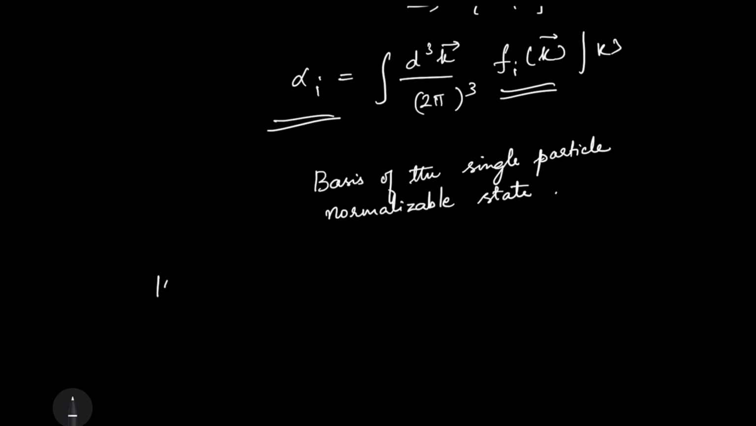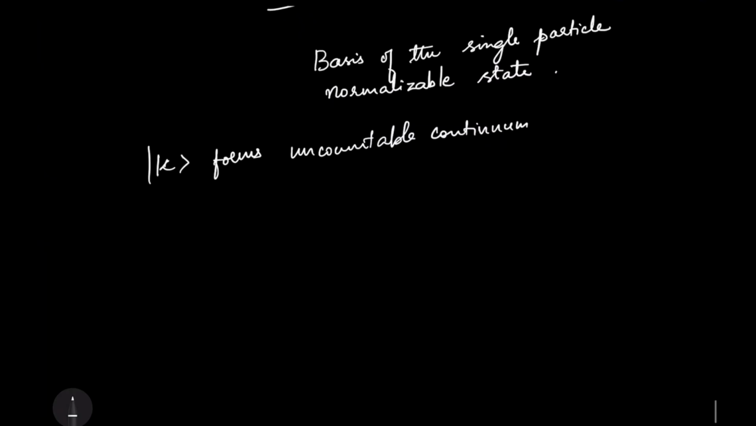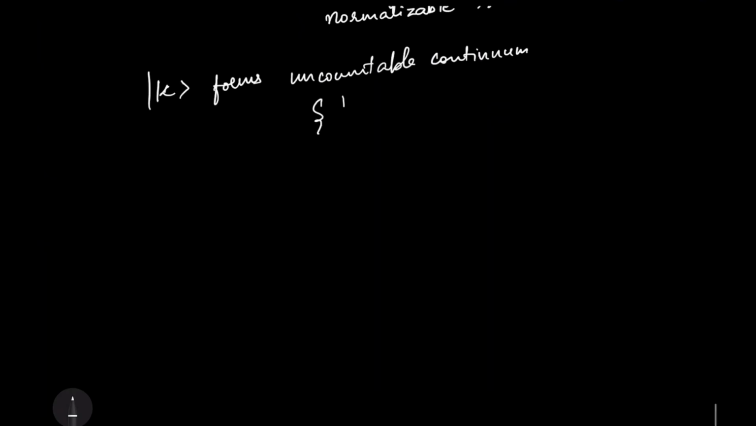So k forms an uncountable continuum. But once we impose the normalization condition by choosing the normalizable basis of fi, then the normalizable states are countable, right? Then the set of fi, these functions, are countable.